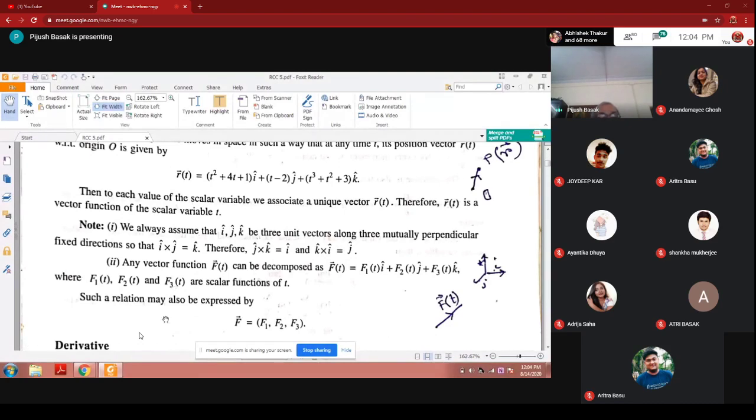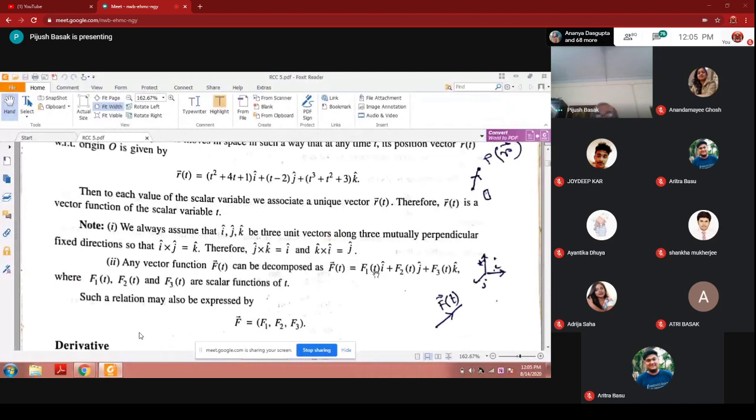Such a relation is usually expressed by f vector equal to (f1, f2, f3), because f(t) is equal to f1(t) i plus f2(t) j plus f3(t) k. That is, f1, f2, and f3 are the components along i, j, k in the direction of x, y, and z. And of course, all are functions of t.